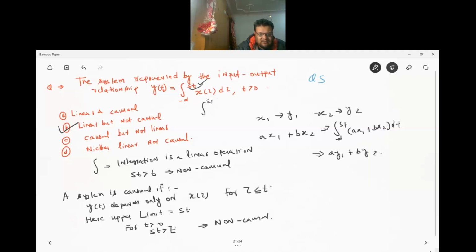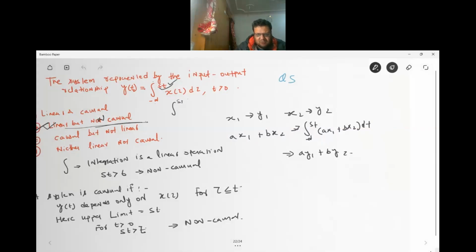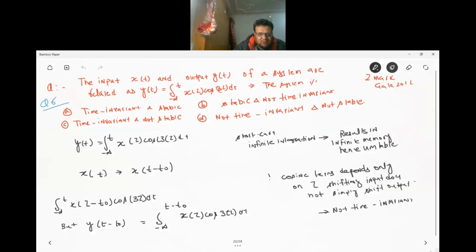But now they are asking about the linearity as well, right? So integration is a linear function. So directly I can say that this is linear but not causal, or non-causal, linear and non-causal. The same principle I applied, right? The same shortcut trick. It was for 1 mark.